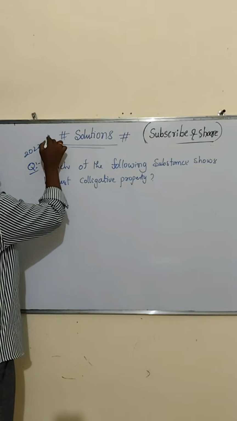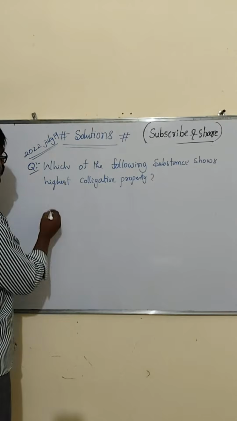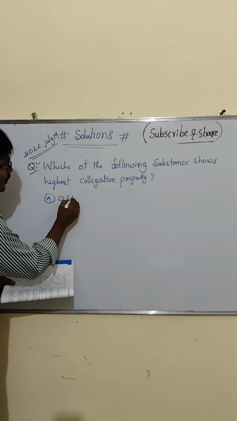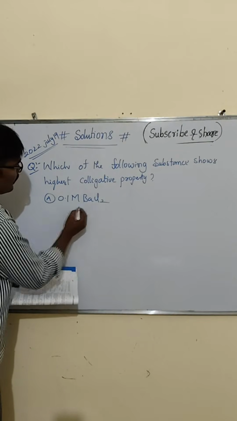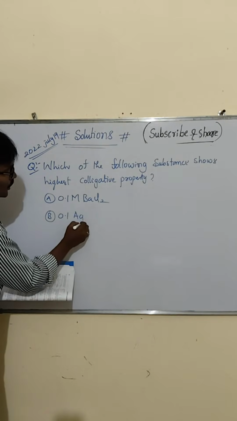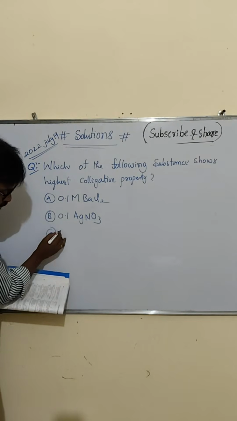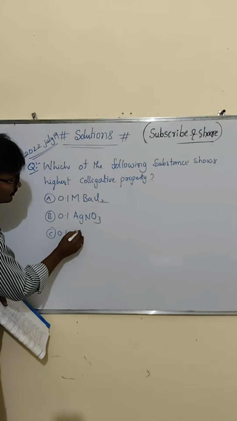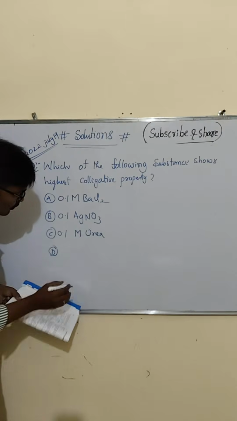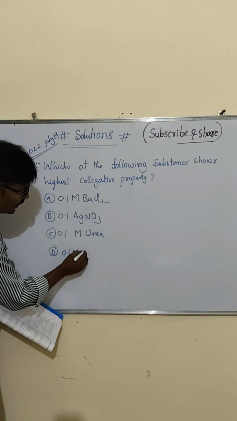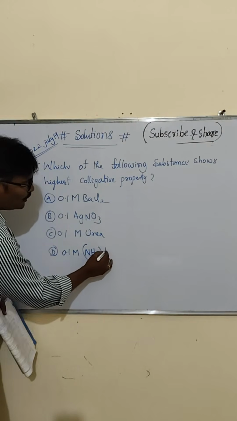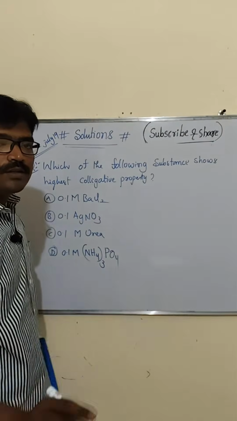It is a question asked on 2022 July 19th, so a very important question. Look at the options. The options given are: A, 0.1 molarity BaCl2 solution; B, 0.1 molarity AgNO3 solution; C, 0.1 molarity urea; D, 0.1 molarity (NH4)3PO4.